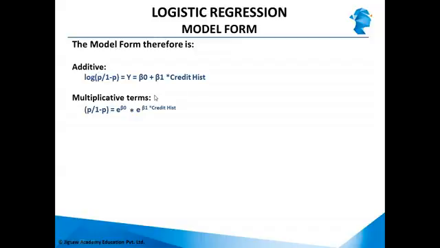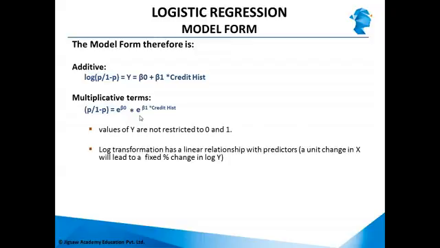If you don't want a log term, then essentially your model reduces to p over 1 minus p equals e to the power beta 0 times e to the power beta 1 times credit history. Remember that the advantage of having a model form like this is that values of y are not restricted to between 0 and 1, and that the log transformation has a linear relationship with predictors. In other words, a unit change in x, which is my independent variable, will lead to a fixed percentage change in the log of y, not y, but in the log of y.